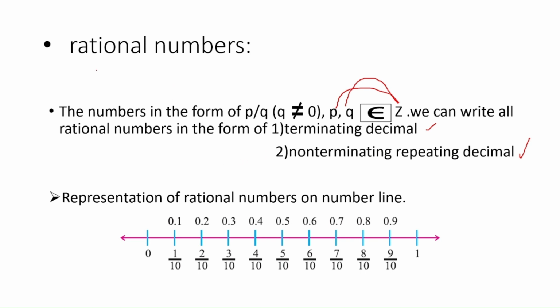Before that, there are many rational numbers present in between any two integers. For example, in between 0 and 1, there are many rational numbers present, like 1 by 10, 2 by 10, and 3 by 10. And we can also convert a fraction into a decimal. Here 1 by 10 can be written in decimal form as 0.1 and 2 by 10 as 0.2. Like that, we can write a fraction in decimal form.